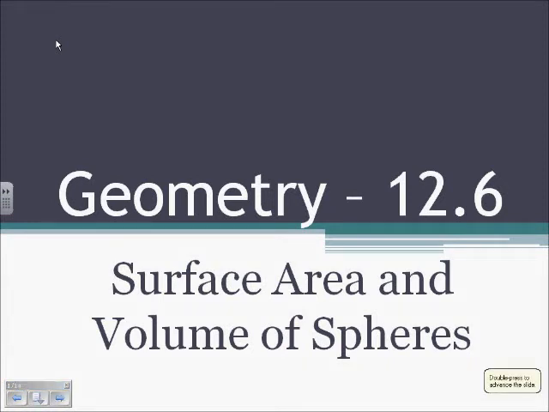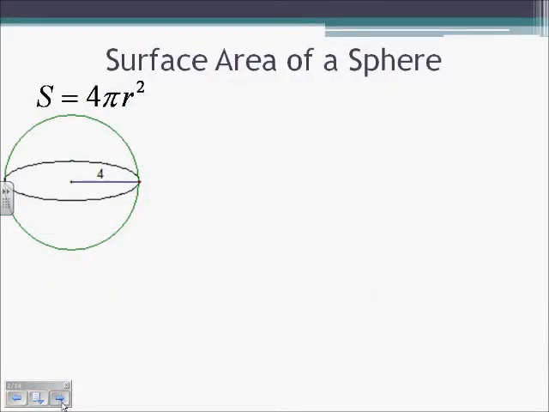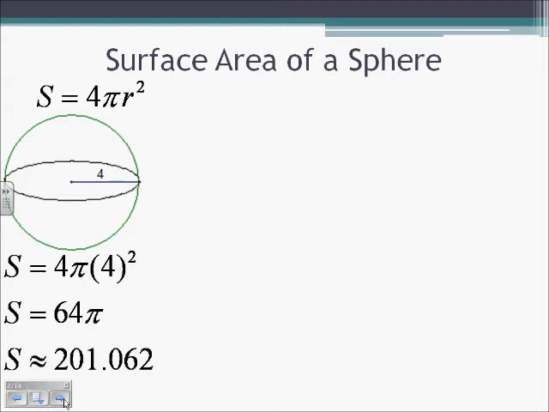Section 12.6, surface area and volume of spheres. Surface area of a sphere is going to be equal to 4 times pi times the radius squared. Here we're given a sphere with the radius of 4, so we plug that in. We've got 4 times pi times 4 squared. We know 4 squared is 16. 16 times 4 is going to give us 64, so we get 64 pi, which is approximately 201.062.